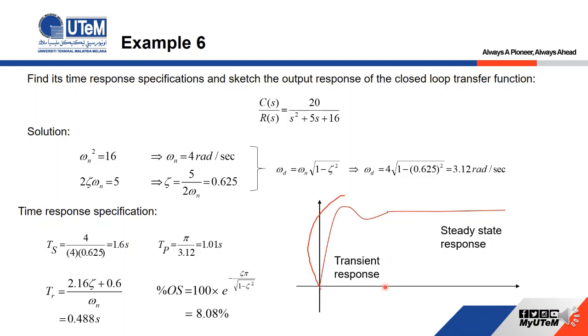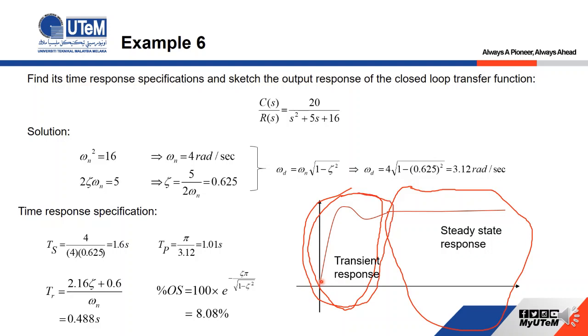Okay, we just label this one equal to Ts. Okay, Tp is referred to the overshoot, the peak value. So this value refers to Tp. Okay, Tr is the time from 10% to 90% of the final value. So this is the final value. We just write all these parameters in this graph.